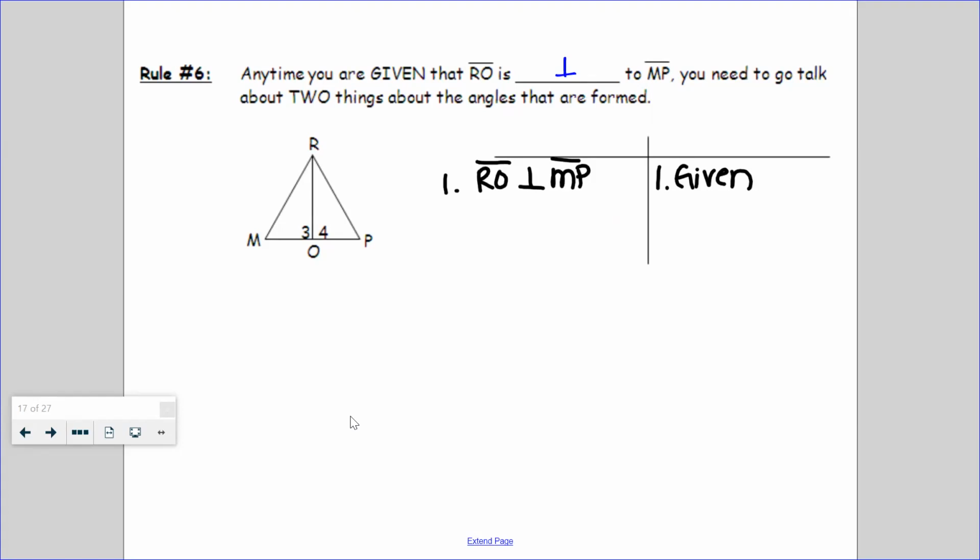Okay, once you know two lines or two segments are perpendicular, what do you know about them? What does perpendicular do, Gabby? They form right angles. So the next thing you have to do is tell me what angles up here are right angles. Well, if RO is perpendicular to MP, it would be angle 3 and angle 4 that are right angles. And how did we know that? Definition of perpendicular.